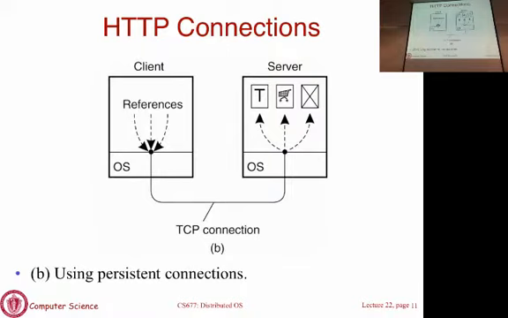Remember, there's a 3-way handshake in TCP. To set it up, there are 3 packets that have to be exchanged. That incurs some overhead. Why incur that extra overhead when there's already a connection you have established, and use that to send subsequent HTTP requests? This is referred to as persistent connection, where the TCP connection is not torn down when the HTTP response comes back. It is kept alive.